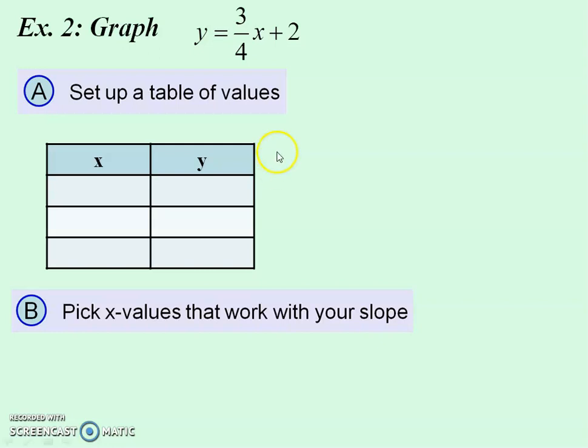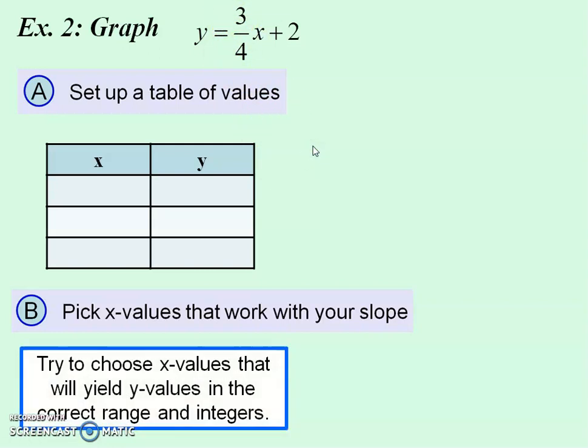But there's a second consideration when you have a fractional slope as well, which is that not only do I want to pick x's that'll give me a y in the correct range or the correct interval, I also want them to be integers, whole numbers, easier to graph. So how do I get this to be an integer?